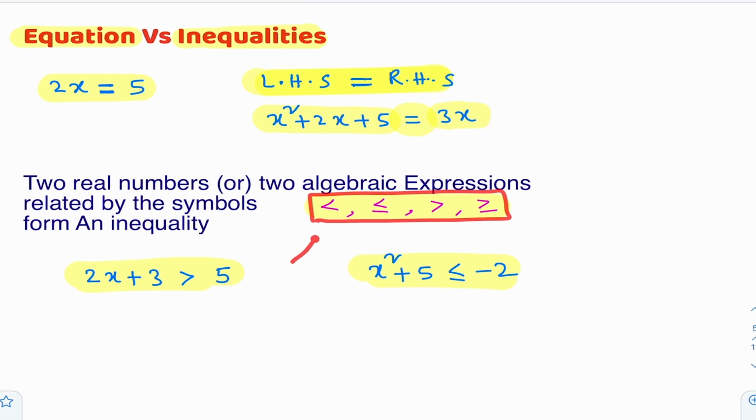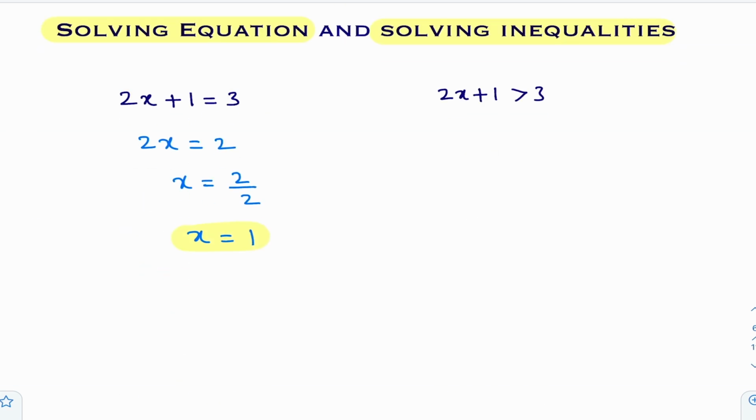These symbols are called inequality symbols. Less than or equal to, greater than or equal to, are called inequality symbols. Okay. Now, how to solve this? Actually, without knowing a few rules, you cannot solve it.